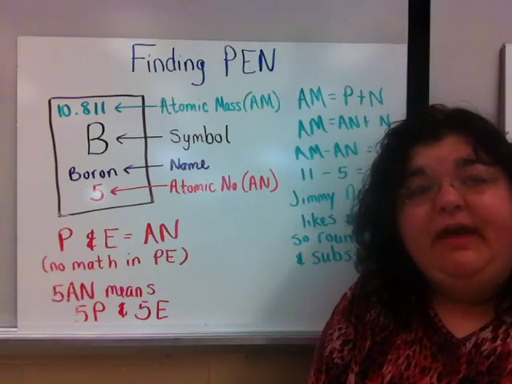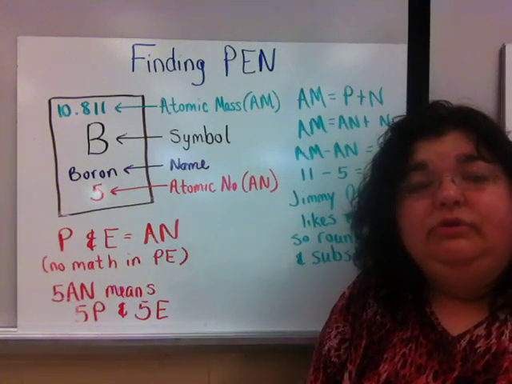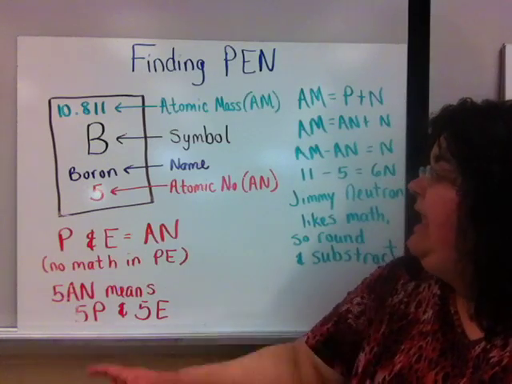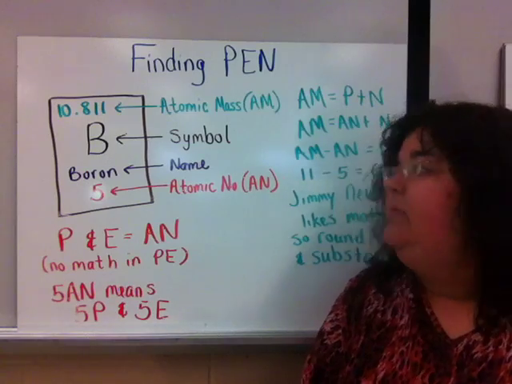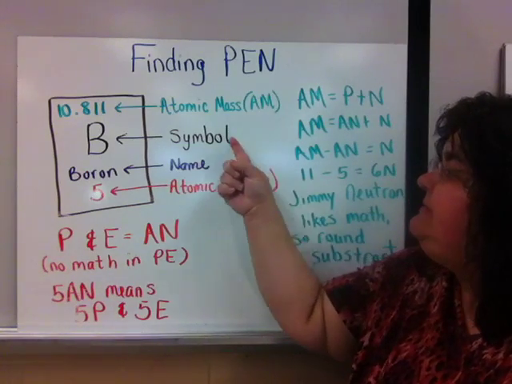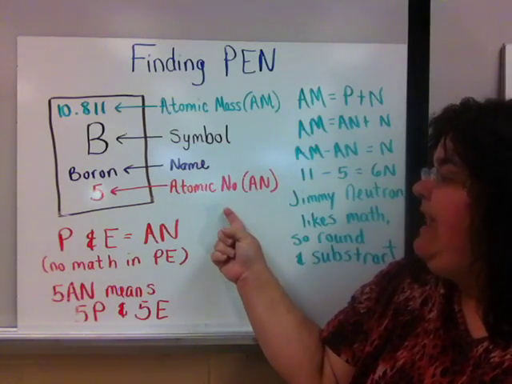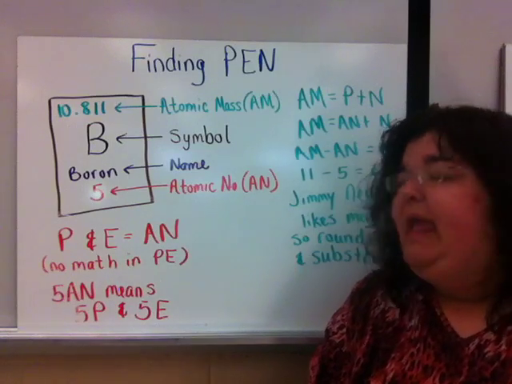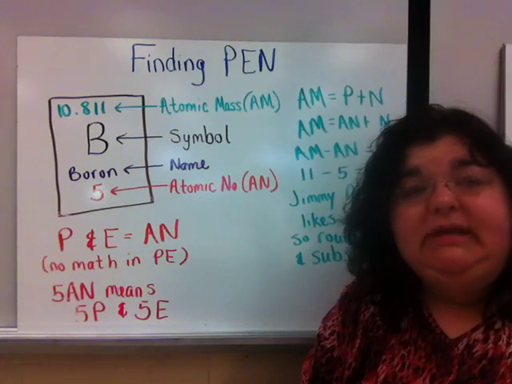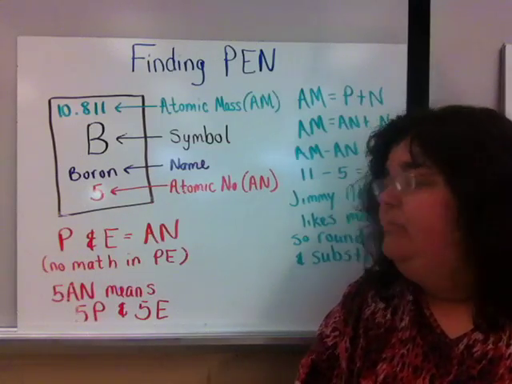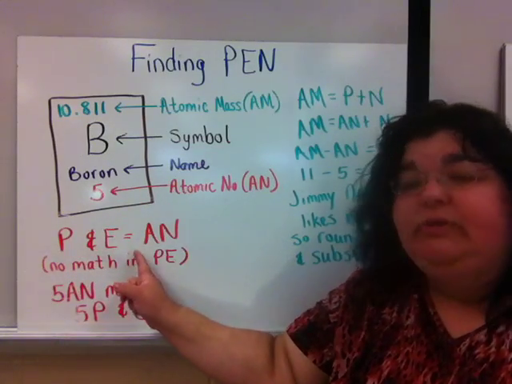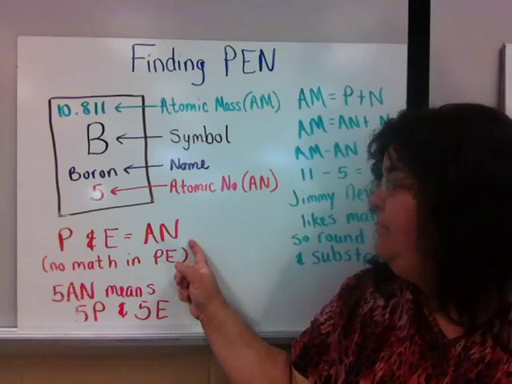Now, how do you find the PEN numbers when you are looking at the periodic table? A box on the periodic table will have some common components: the atomic mass, the symbol, its name, and the atomic number. Now, to find protons and electrons, all you have to do is find the atomic number because the protons and electrons are equal to the atomic number.